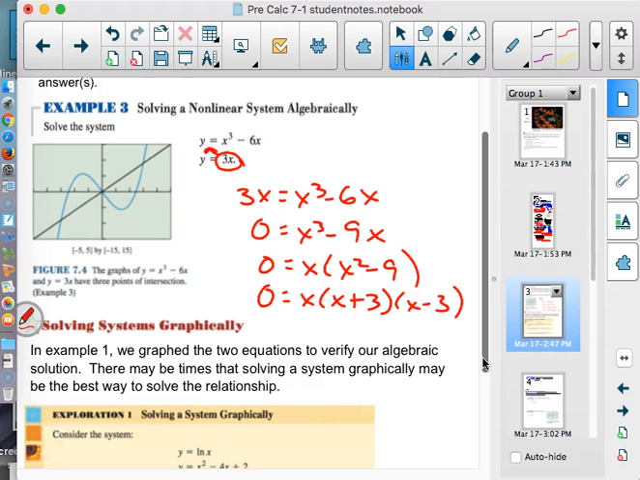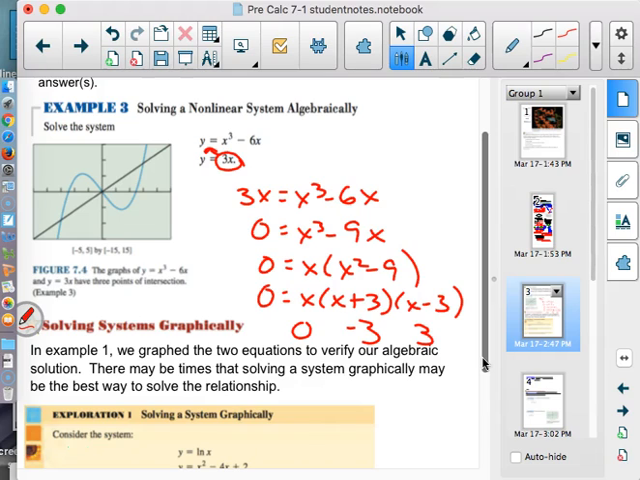Not finished yet, though. We wanted the solutions. So everywhere there's an x, there's an answer. What's our answer for this one? 0. This one? -3. And this one, 3. Now are we done?